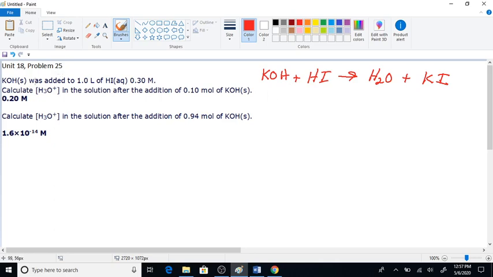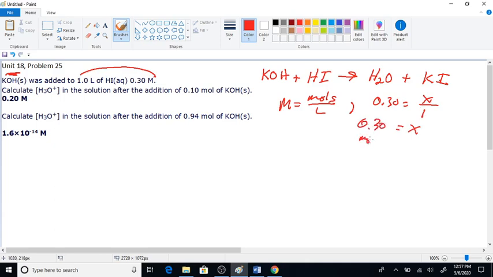So now we're given some KOH is going to be added to 1 liter of this. Well, that's a molarity, so let's find our moles. Molarity equals moles per liter. We fill in, and we get 0.30 equals x over 1. Multiply this there, clear the bottom of that, and it's 0.30 moles of HI.